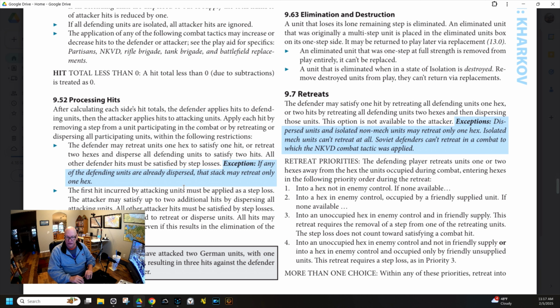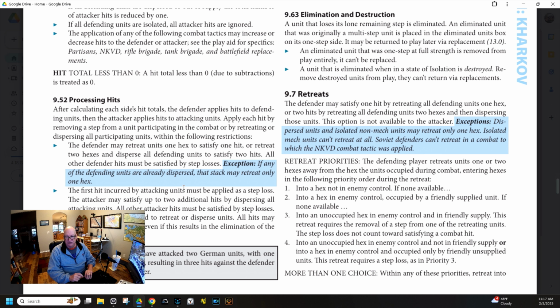Okay, let's start over. Retreat priorities. The defending player retreats units 1 or 2 hexes away from the hex the unit occupied during combat, entering hexes in the following priority only during the retreat. First, into a hex not in enemy control. If none available, into a hex in enemy control occupied by a friendly supplied unit. If none available, into an unoccupied hex in enemy control and in friendly supply.